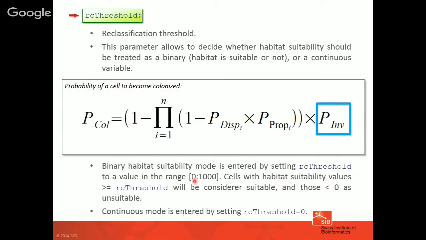So basically, either you set this threshold to a value that will split your habitat suitability into suitable and unsuitable, or you set it to zero. And if you set it to zero, then the suitability value that is in your habitat suitability map is going to be used to compute the probability of colonization of a cell. So you can use this information to say, okay, this cell is more likely to be colonized than another cell because its habitat is more favorable.